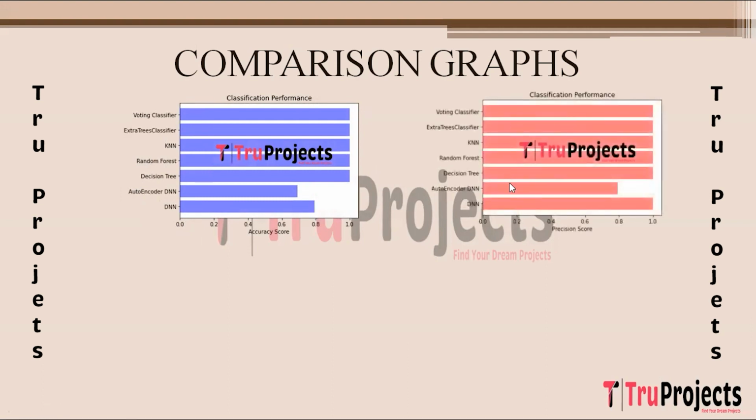This is precision scores comparison graph. In this graph on x-axis I have precision scores and on y-axis I have algorithm names. So precision measures the accuracy of positive predictions, indicating how many predicted positives were actually correct.